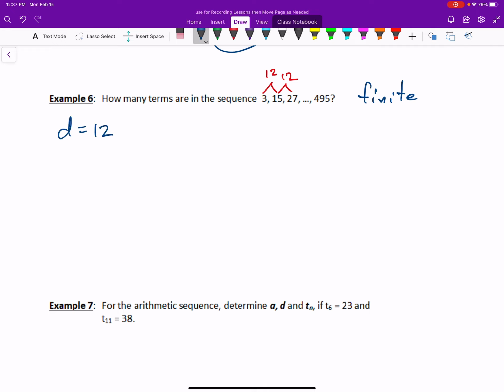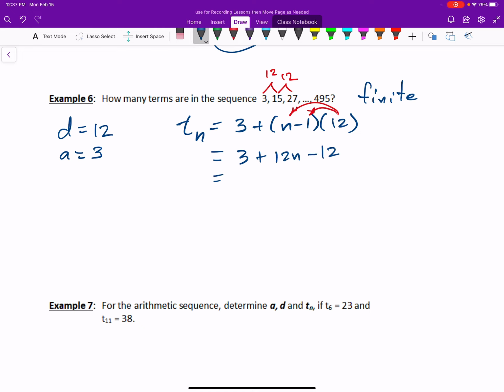And A is 3. So let's just ignore the 495 for now and come up with a formula. We've already done it a couple times. T sub n equals 3 plus n minus 1 times 12. Again, I like to simplify it. So if I do the distributive law here, multiply each of these by 12, I get 12n minus 12. So again, in simplified form, it's 12n minus 9. There's my formula for this sequence.